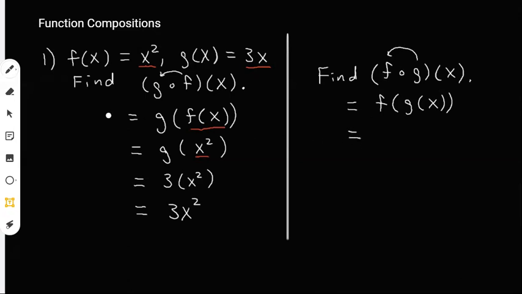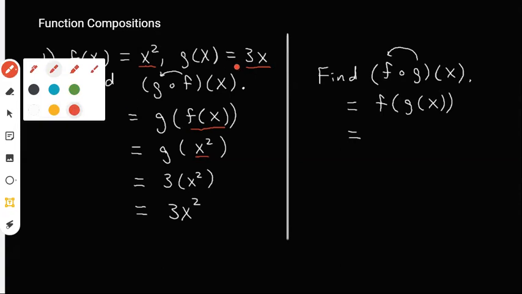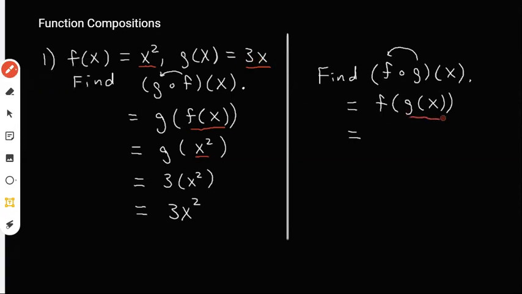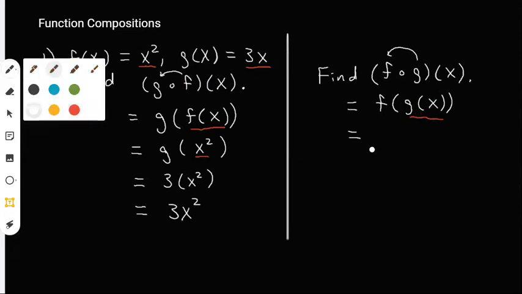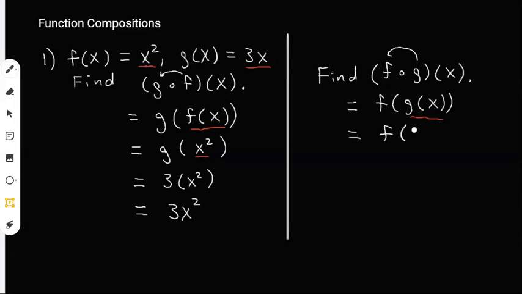So what is g of x? Well, we know that g of x is equal to 3x, right? So I'm going to replace this g of x with a 3x. So let's see what that looks like. F of 3x. So all I've done is I've replaced that g of x with a 3x. And now I'm going to evaluate the function f at 3x. So what that means is I'm going to take the function f of x, and everywhere I see an x in this function, I'm going to replace that x with a 3x.